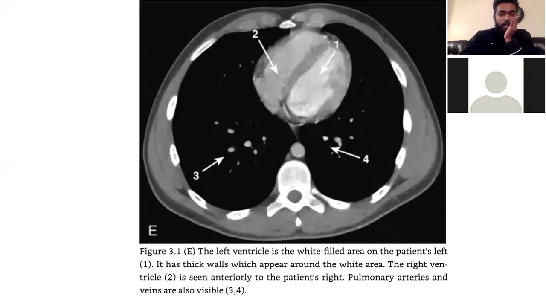All right, what about here? What's 1 and 2? Well, just get your sides right, and then I think you'll be good. Is that the heart? Is that the left ventricle or right ventricle? This side is the left side, right? So this is gonna be your left ventricle, because this side has thick walls. And then 2 is your right ventricle, and then 3 and 4 are just pulmonary arteries and veins.